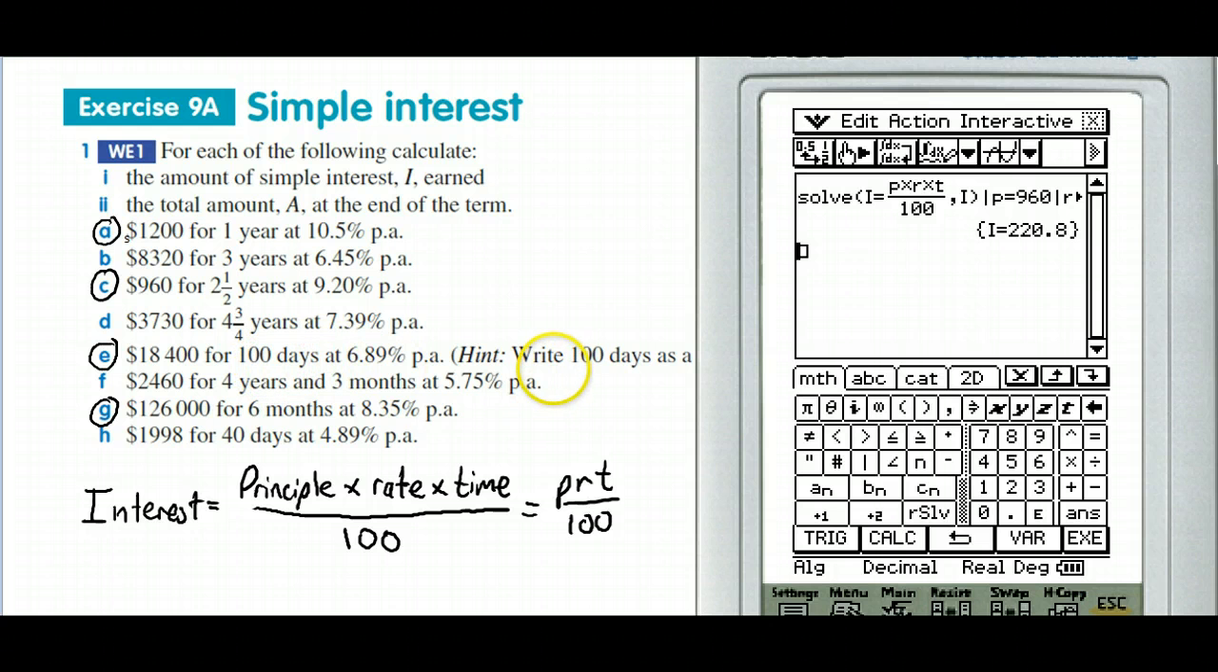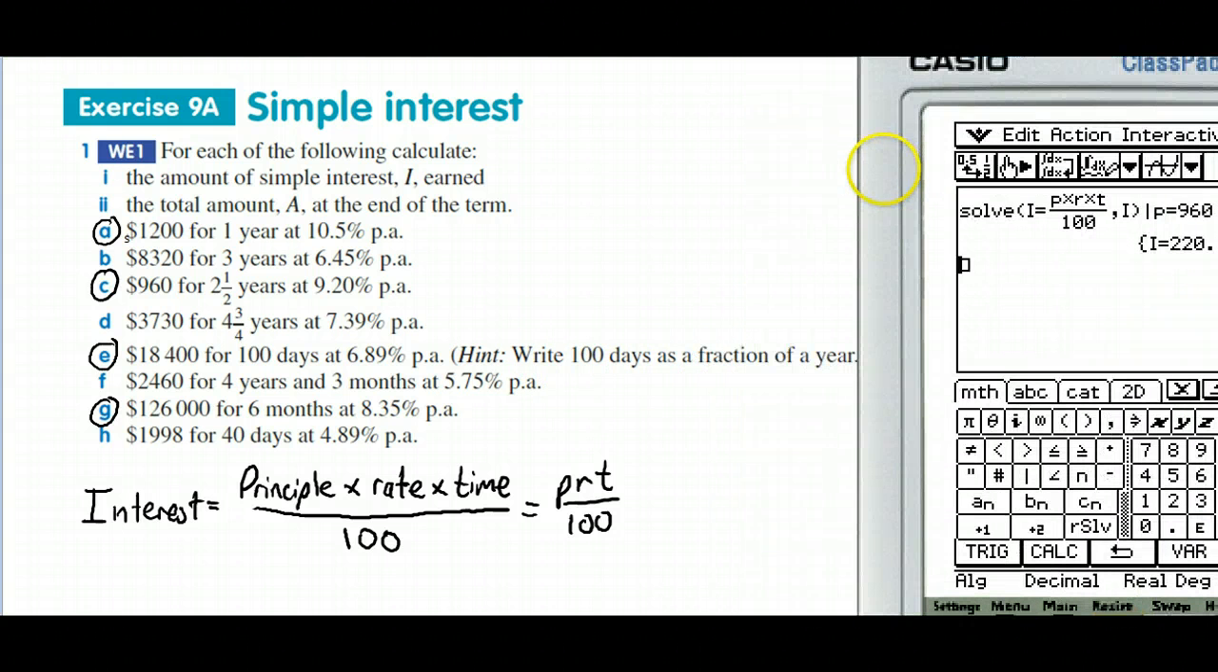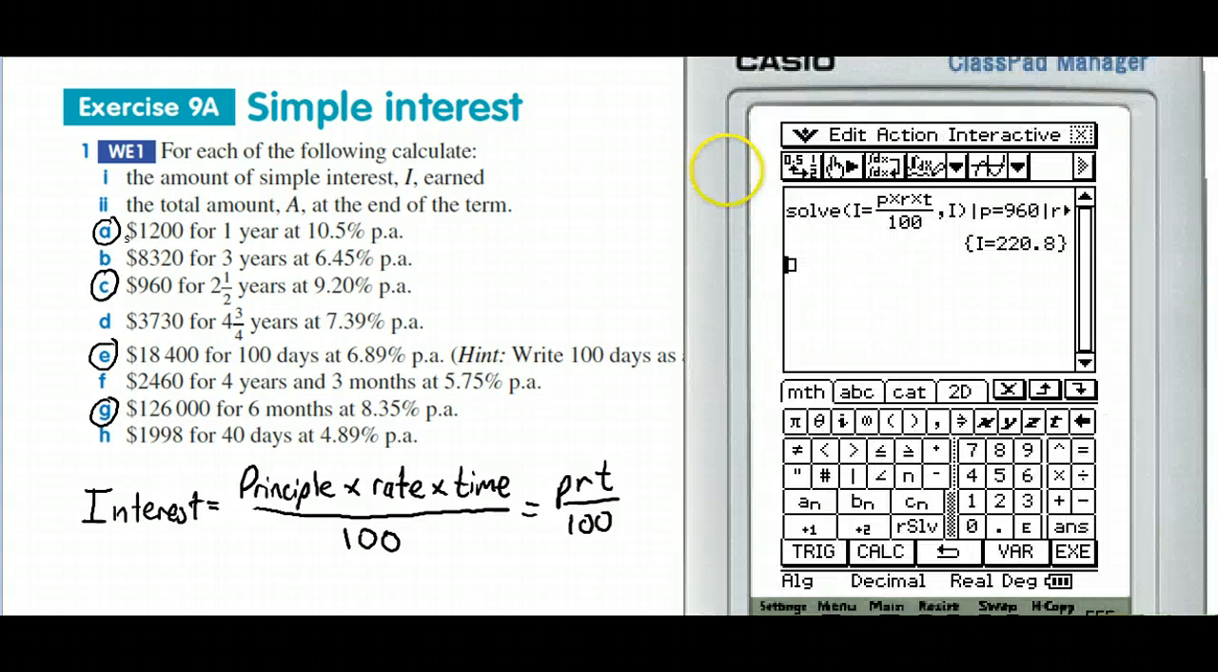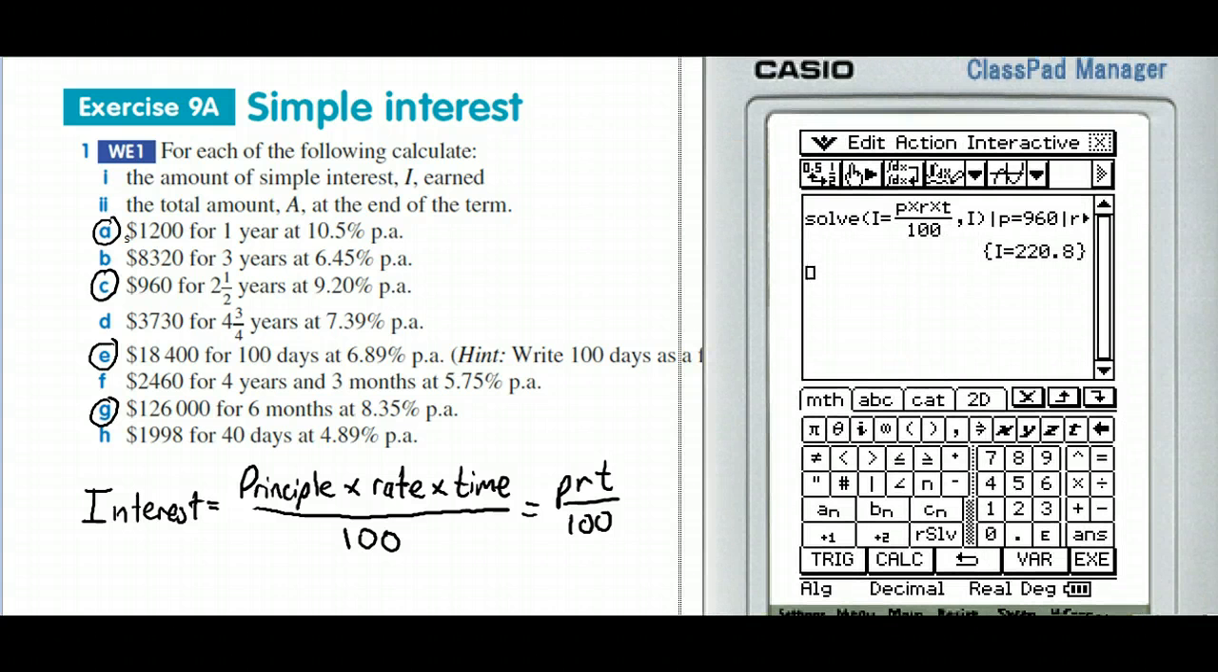And we get given a little hint here. It says we've got to write 100 days as a fraction of a year. So what it's saying there is we need to express our amount of time as an amount of years. The reason for that is that the equation includes this rate term, which is per annum, per year. So for the equation to make sense, our time needs to be expressed in years, otherwise it gets all mucked up. So we've got to turn 100 days into a year.